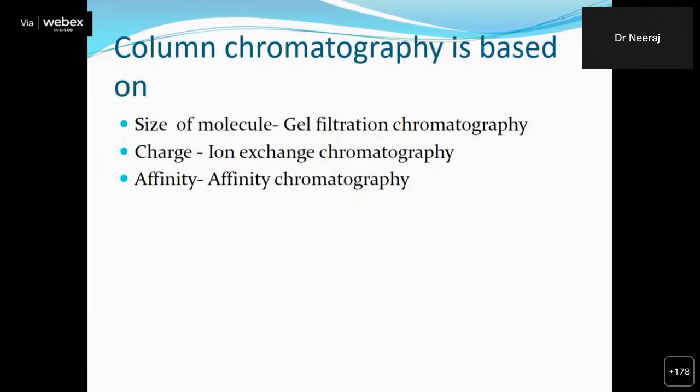First is size, gel filtration chromatography. Second is charge, on the basis of charge, ion exchange chromatography. And third is affinity chromatography. So now we will discuss one by one.